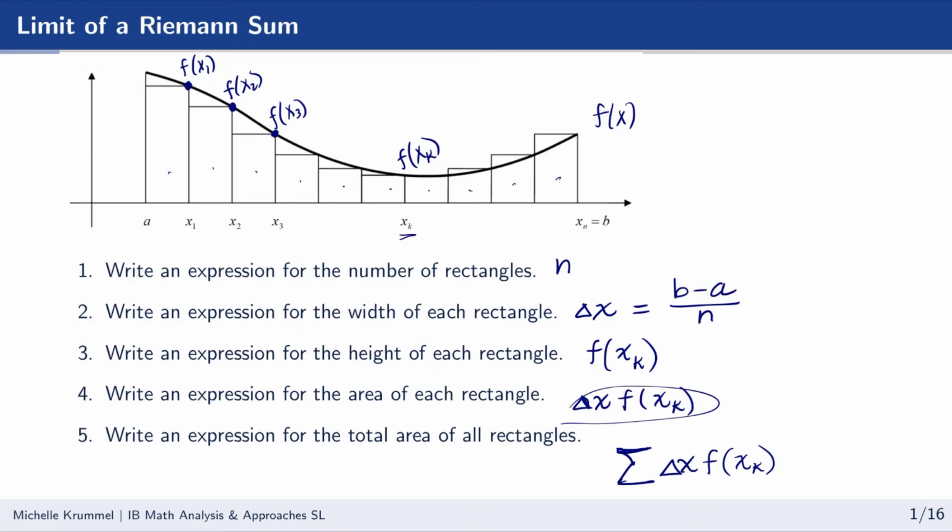Remember, k is a counter. If k is 1, we're at the first rectangle. If k is 5, we're at the fifth rectangle. So we want to add up the areas of all the rectangles, starting with k equals 1 and stopping when we get to the end, when k equals n. So we're going from k equals 1 to k equals n, and this will find the sum, or the total area, of all of the rectangles.